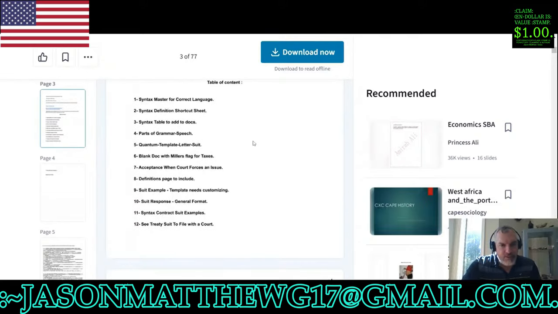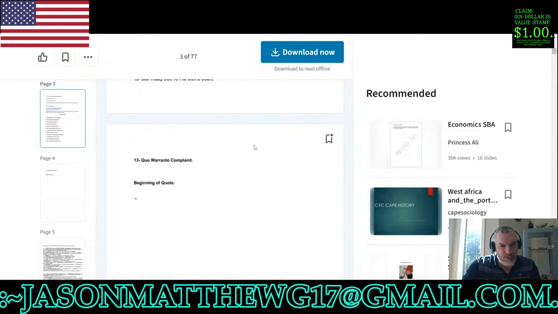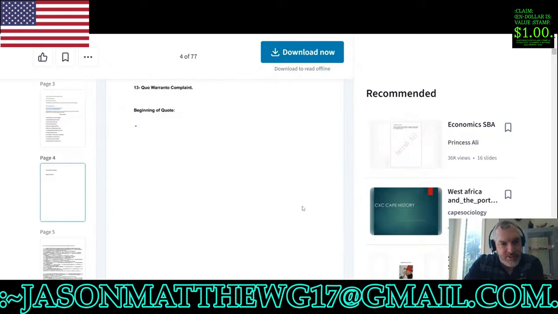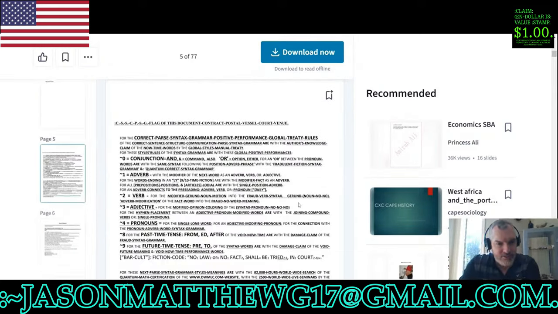Table of content. Syntax master for correct language. Syntax definition shortcut sheet. Okay, let's. Oh, they actually have a quorrental on here. This should be really interesting. All right.